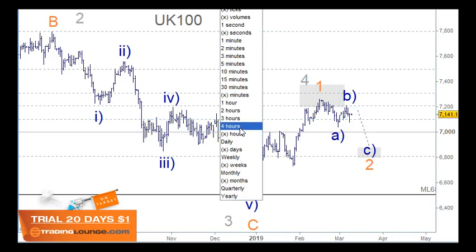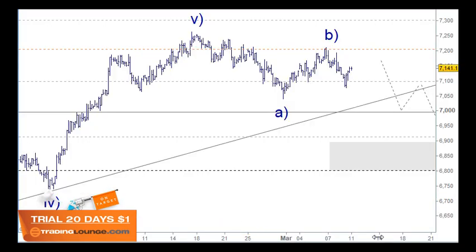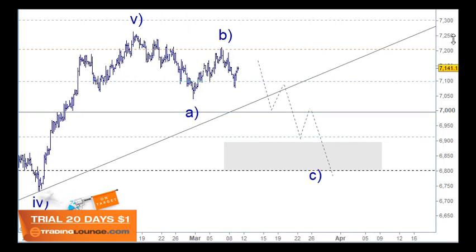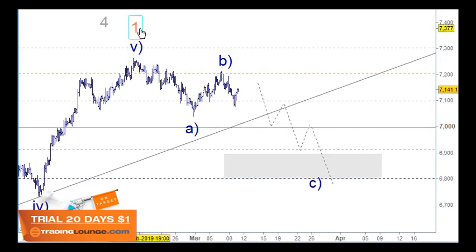So let's just move into the 4-hour chart. This is how this would pan out here in terms of wave 1 here, an A wave, a B wave here, and looking for a move down here in towards the 6.8. Of course, the 7,000 is going to give us a bounce here, so we need to be mindful of that.